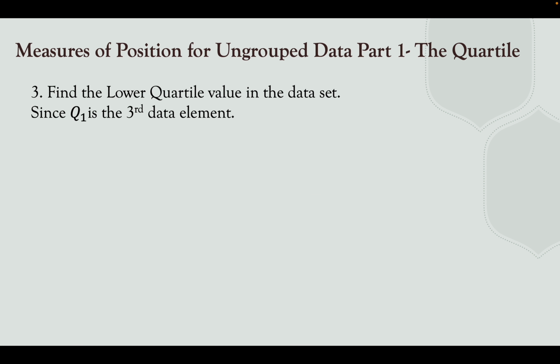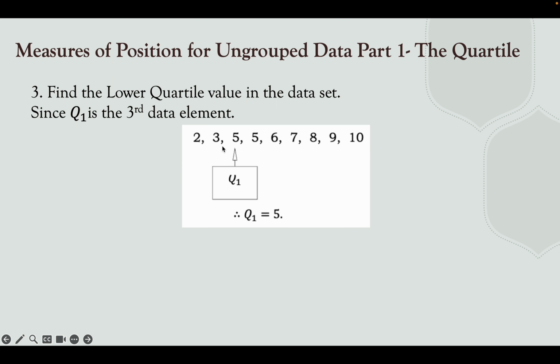Next, we need to find the lower quartile value of the data set. Since the lower quartile is in the third data element, we need to count: first, second, and the third data. Therefore, the lower quartile, or your first quartile, is 5.